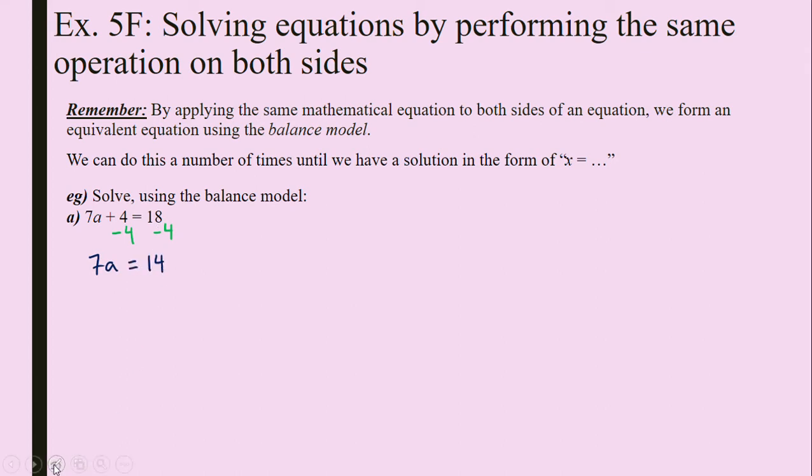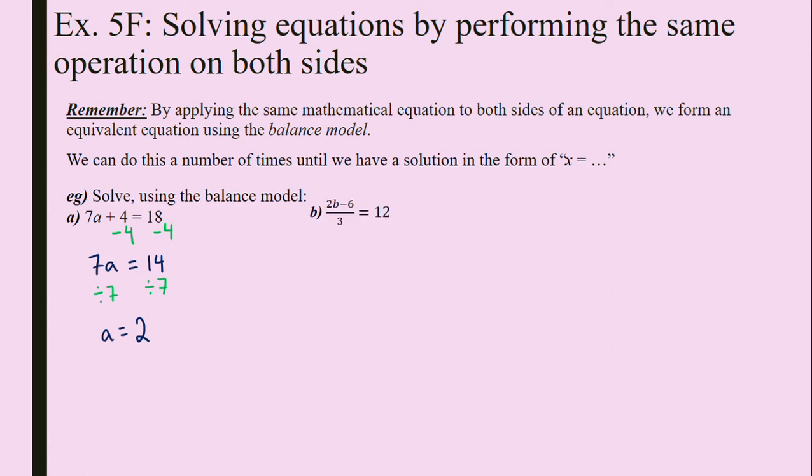Okay? Now we want to get rid of the 7 in front of the a. The opposite of multiplying by 7 is to divide by 7. So again, I'll divide both sides of the equation by 7 using the balance model to give an equivalent equation of a equals 2. And there we have the solution to our first equation. So by subtracting, adding, multiplying, or dividing by particular numbers that are already within the equation, we can reverse to get the pronumeral on its own.